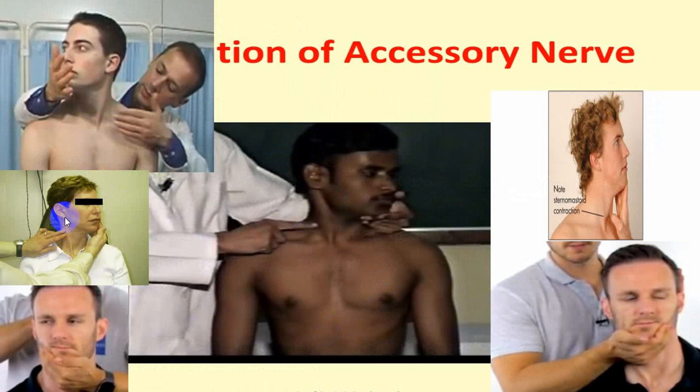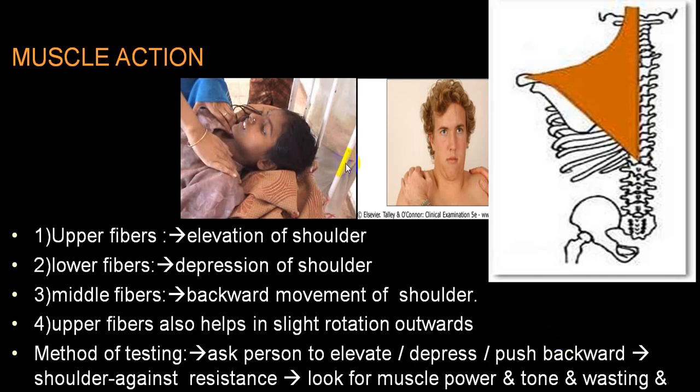Here, the head is turned to the left side. So the right is becoming prominent. Here the person is turning the head towards the right side. So the left sternocleidomastoid is becoming prominent. Here again you are asking a person to rotate the head towards the right side. So you are looking for the left sternocleidomastoid. So that is how you look for it.